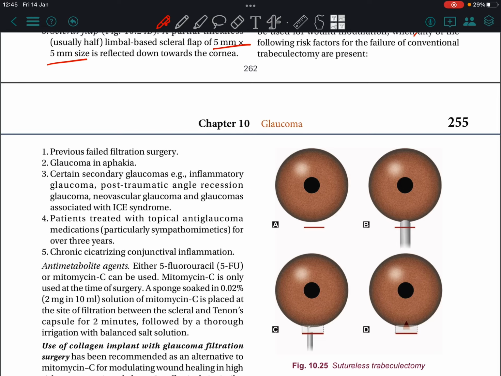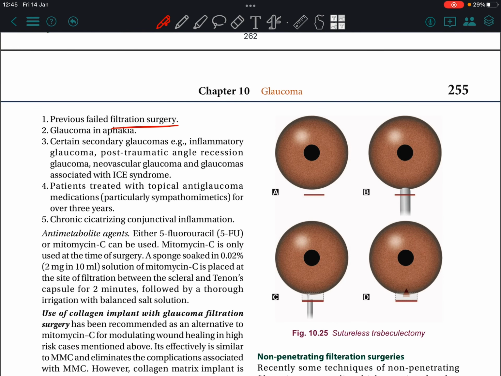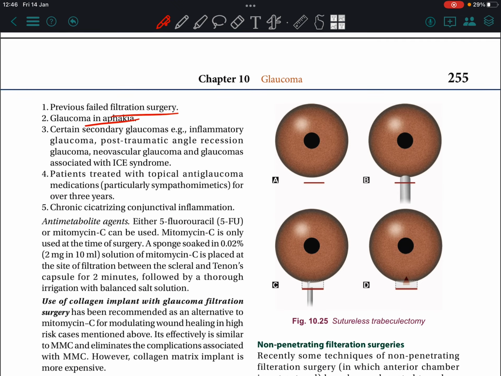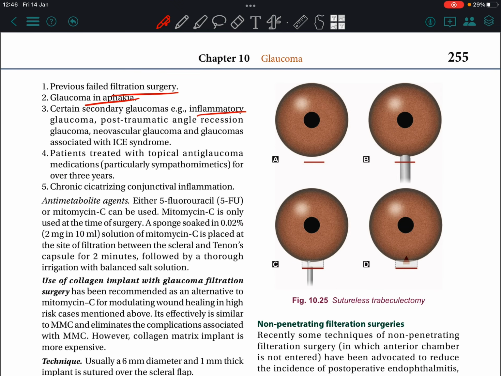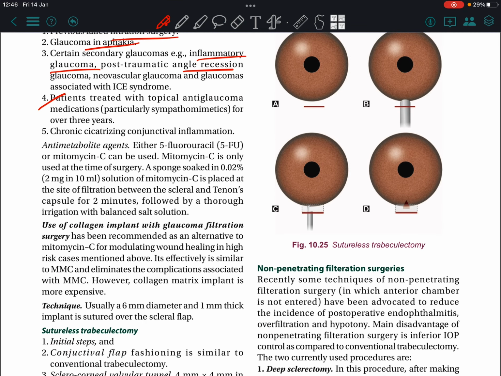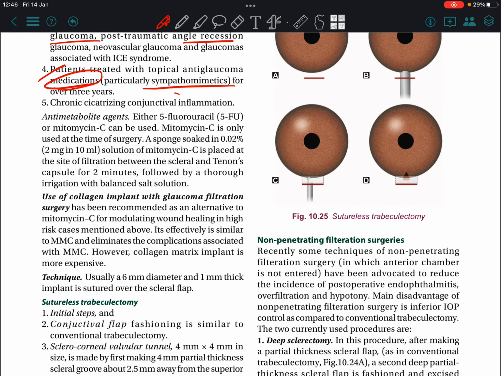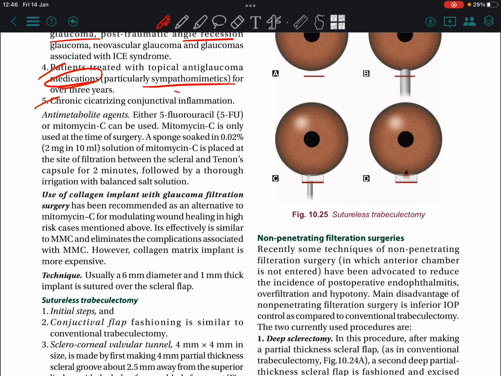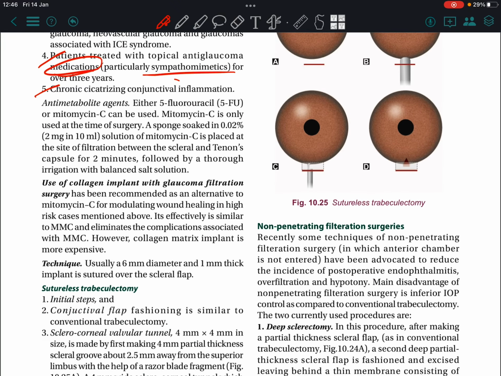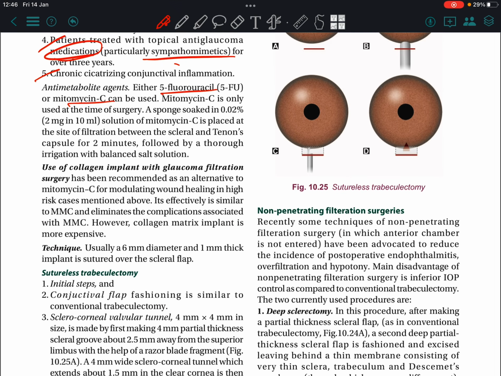When the following risk factors are present: previous failed filtration surgery, glaucoma in aphakia, certain secondary glaucomas, inflammatory glaucoma, post-traumatic angle recession glaucoma, patients treated with topical anti-glaucoma medications, particularly for over 3 years, and chronic cicatrizing conjunctival inflammation. Then antimetabolite agents, 5-fluorouracil or mitomycin, can be used. Mitomycin is only used at the time of surgery. A sponge soaked in 0.02% solution of mitomycin is placed at the site of filtration between the sclera and Tenon's capsule for 2 minutes.